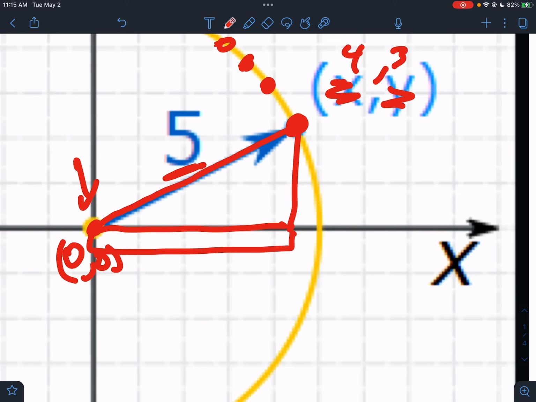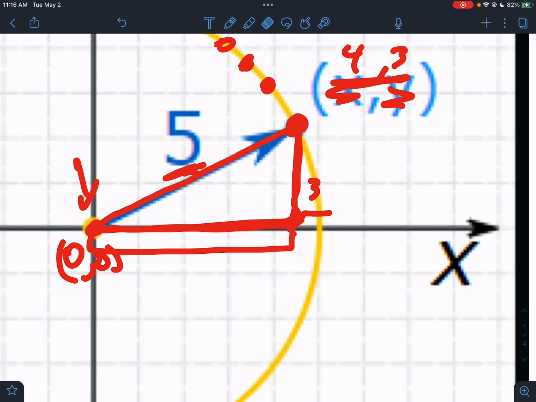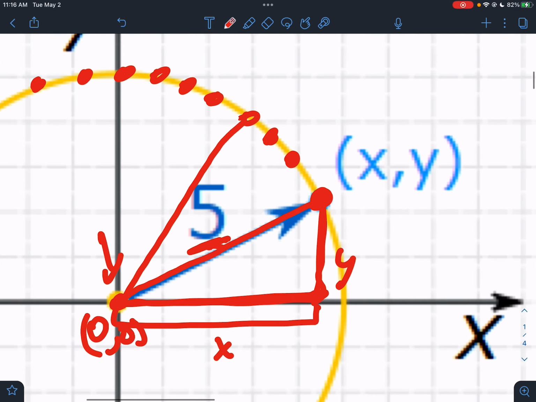That would be a 3-4-5 triangle. So it's right 4, up 3. Right 4, up 3, right? You start at 0, so isn't that just right 4 and then up 3? Aren't those the two numbers? Don't those produce the radius of 5 that we're looking for? So on this circle, (4, 3) is one of the points, but we want every point on the circle. So we're not going to use (4, 3), we're going to use (x, y), and now we can keep changing it. Maybe it's here, so the x would be different.